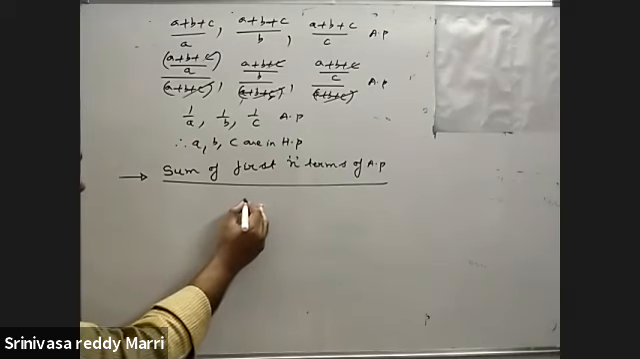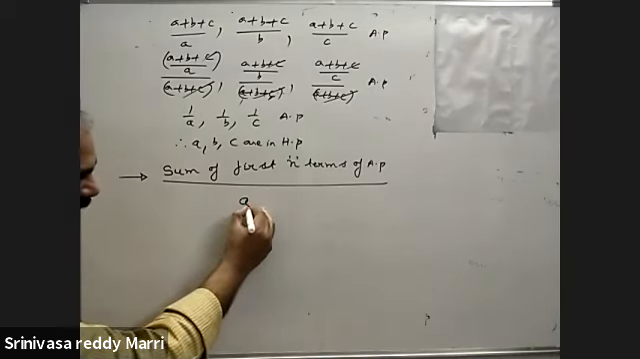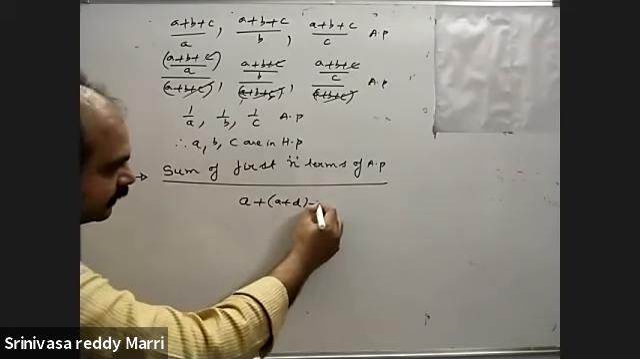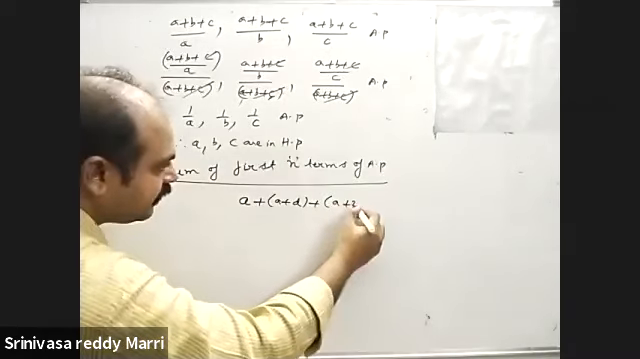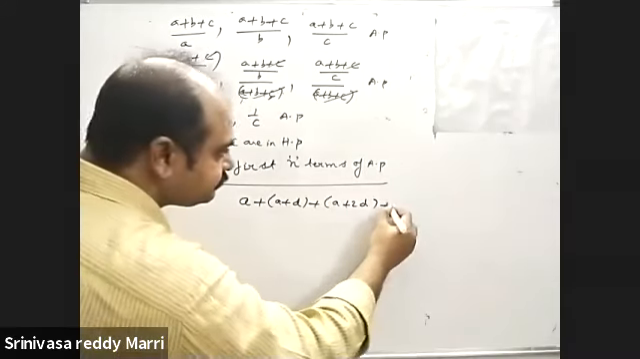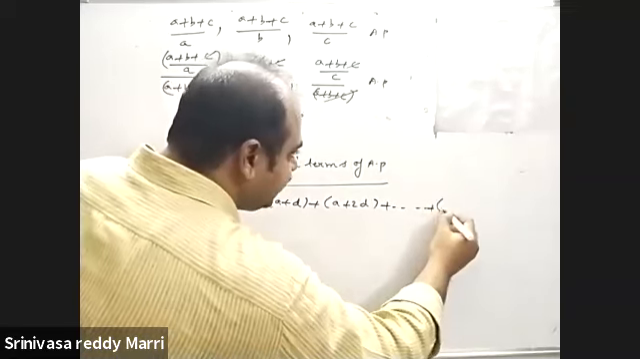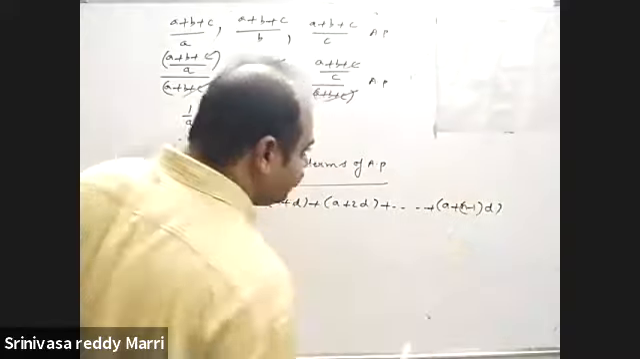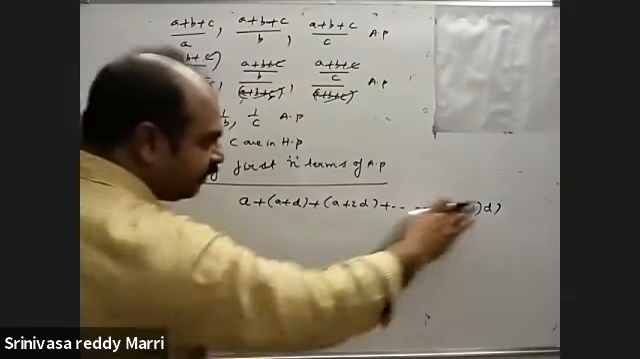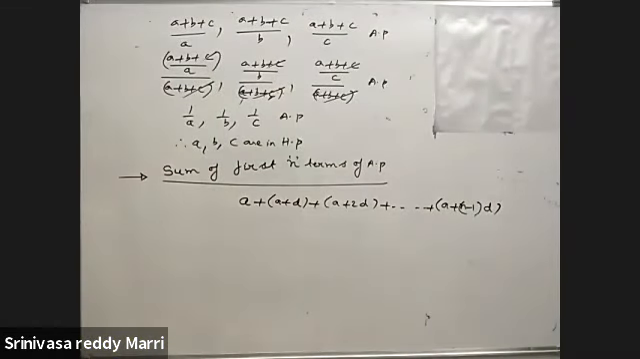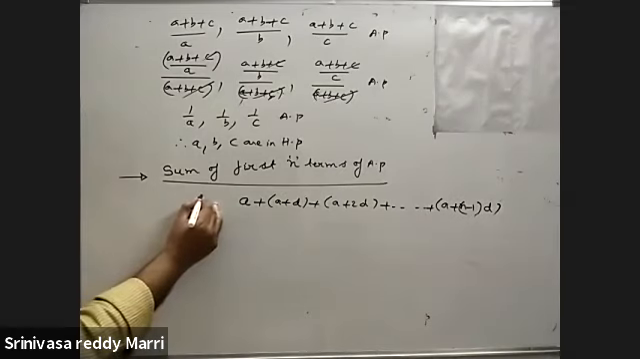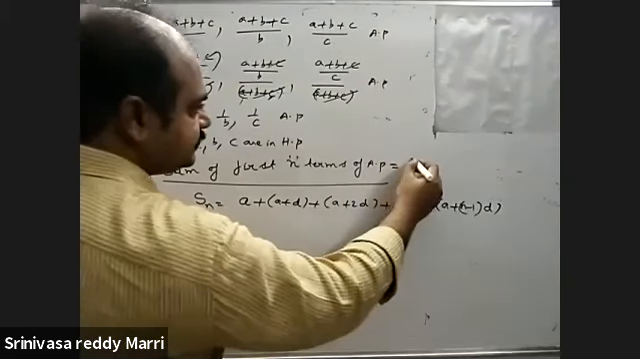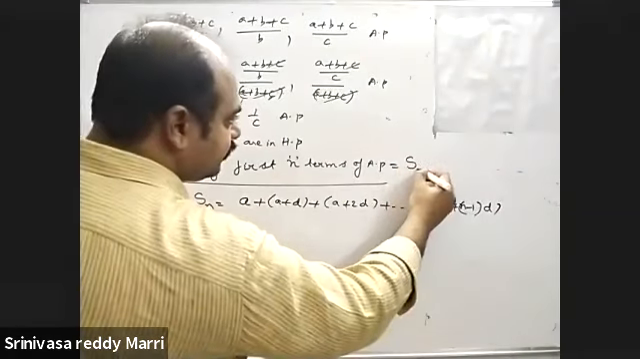You know what the first n terms are? The first term is a. The second term is a plus d. The third term is a plus 2d, and so on. The nth term is a plus (n minus 1) into d. If we add all the numbers, the first n terms, that is called the sum of first n terms, and it is denoted by Sn.